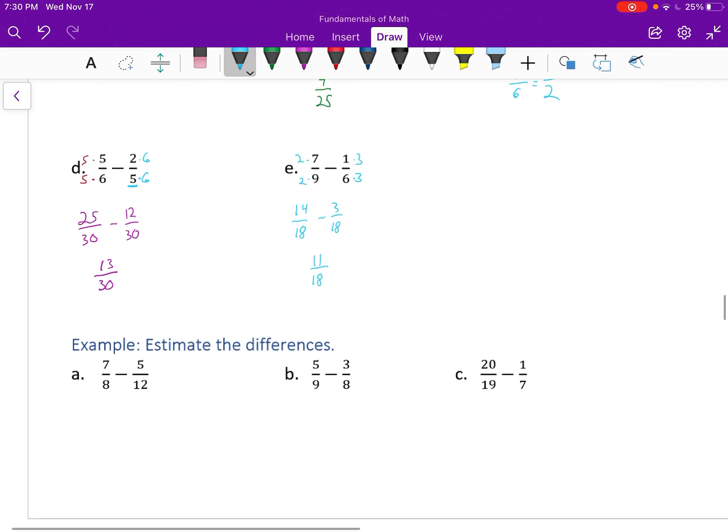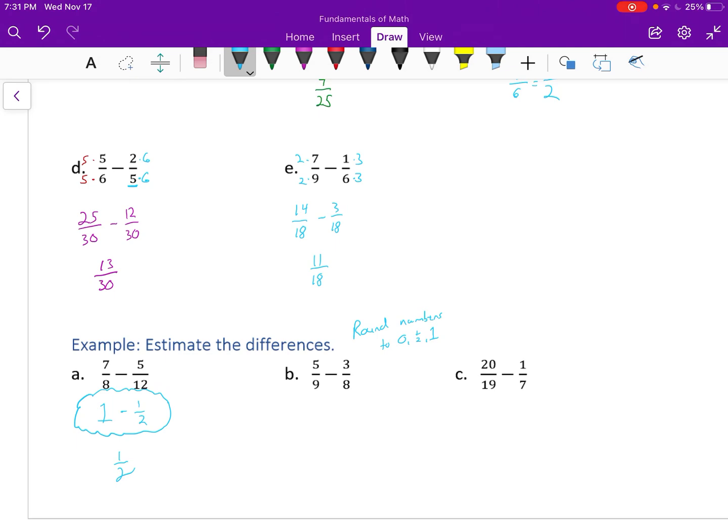We can estimate differences, and the way that we're going to estimate is we're going to just round numbers to 0, 1/2, or 1. And so 7/8, that is pretty close to 1. So we're thinking 1, and we don't have to write this down. 5/12 is close to 1/2, so we're just thinking 1 minus 1/2. So our estimate, 1 minus 1/2 is 1/2. That's our estimate. And again, this was in our brain.